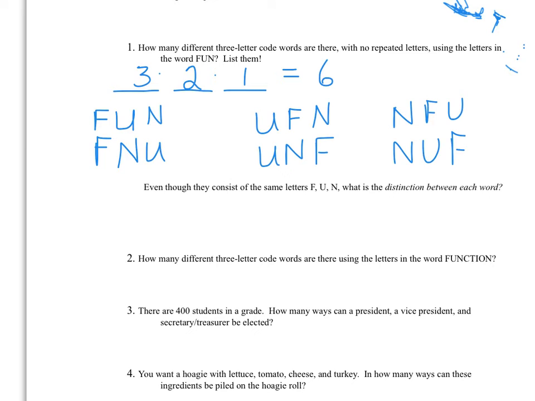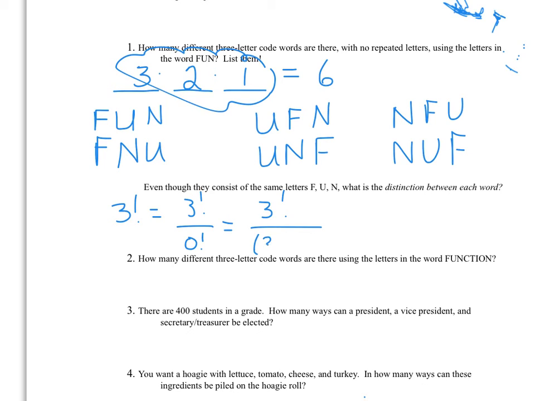One thing I might want to notice also is that 3, 2, 1, I can write that as 3 factorial. And not that I would ever consider it, that's really 3 factorial over 0 factorial. 0 factorial is 1. And I can think of that as 3 factorial over 3 minus 3, which would also give me that 0 factorial. Just something to think about.